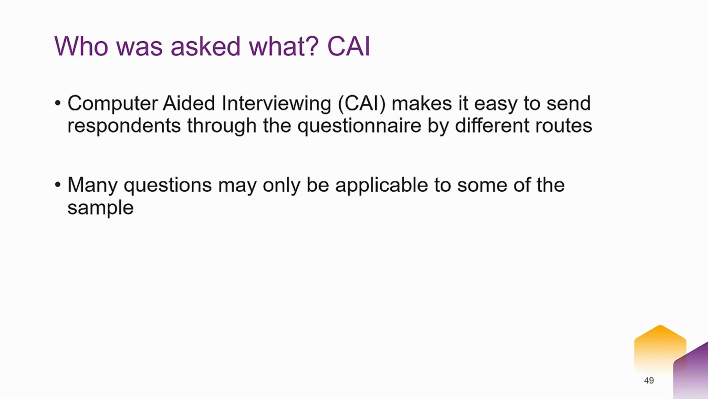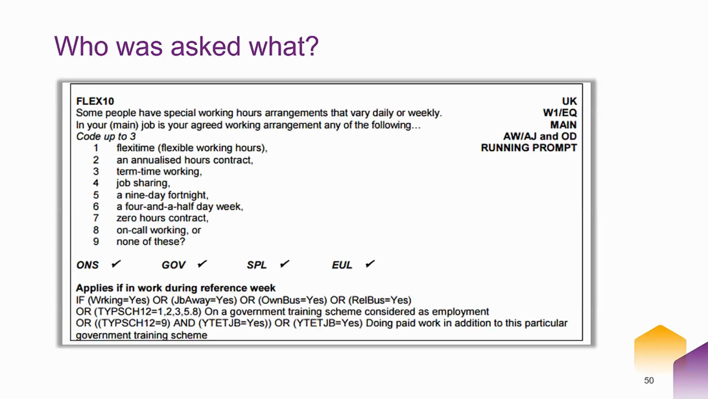For example, this is a variable called flex10 from the Labour Force Survey, which relates to special working arrangements. In this documentation entry, you can see the exact wording of the question, as well as a range of answers and how they're coded. Importantly, underneath this, we can see that the question was asked if a respondent is in work, and it also gives information on the variables used to identify who was in work. You'll find that the documentation looks a bit different across different data sets, but this gives you a general idea of the kind of thing to expect.